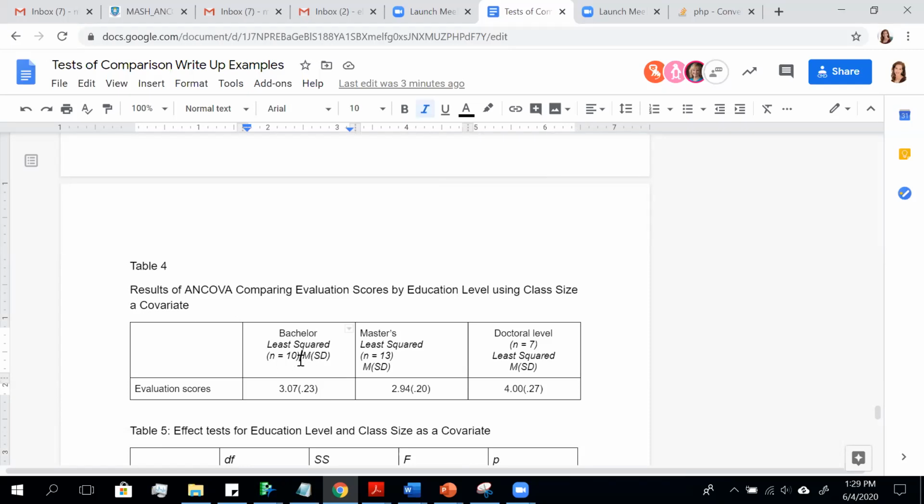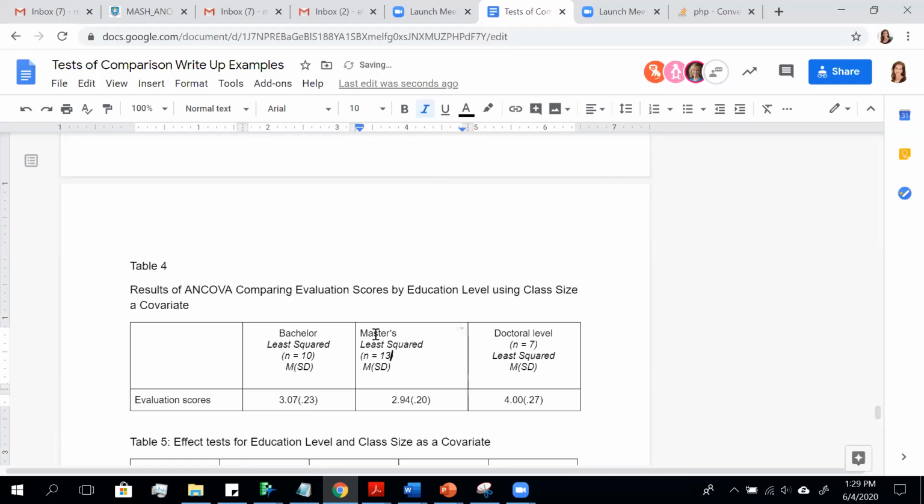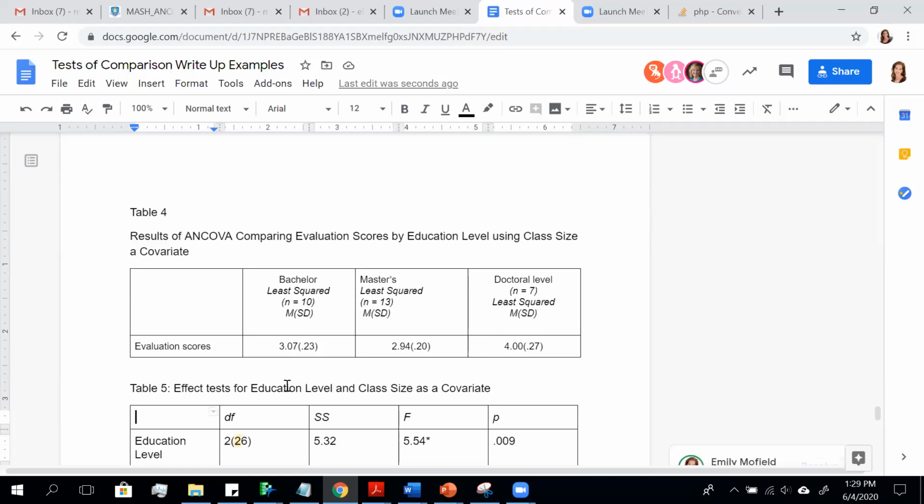And you know, this isn't really APA. This is just an idea for you. But I might go on and have a table of what the real means were to begin with in the ANOVA as well, just to show the difference of how they were adjusted. So, you know, you could do something with that.